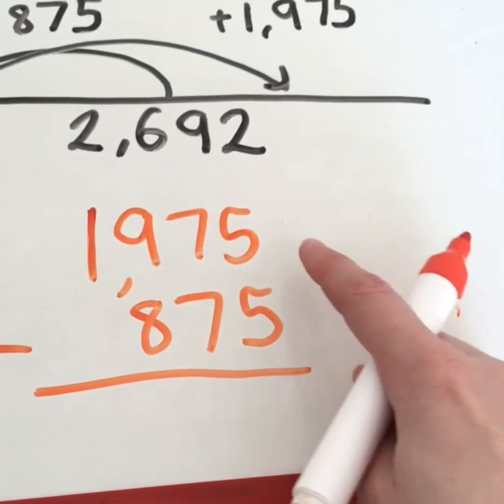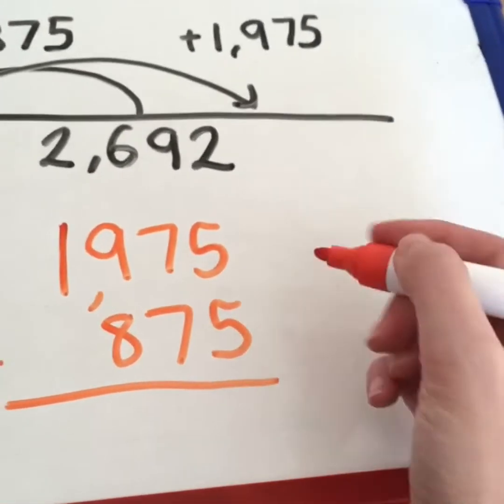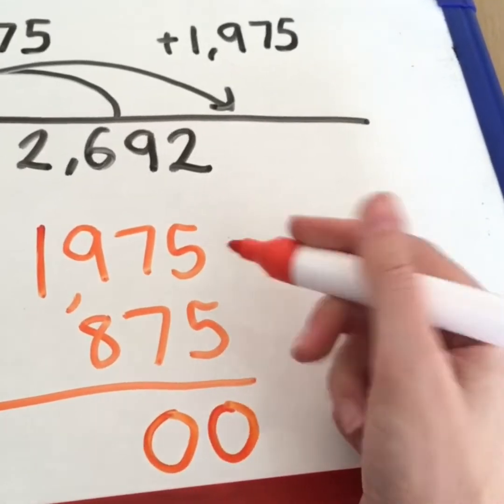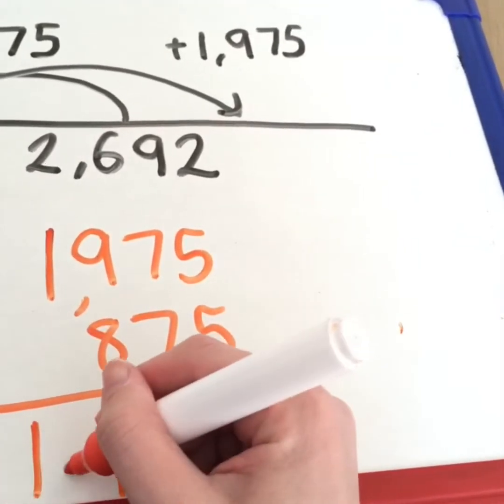And if you look at this, actually, your calculation is actually easier with these numbers. So 5 take away 5 would be nothing, 7 take away 7 would also be nothing, 900 take away 800 would be 100, and 1000 take away nothing would be 1000.